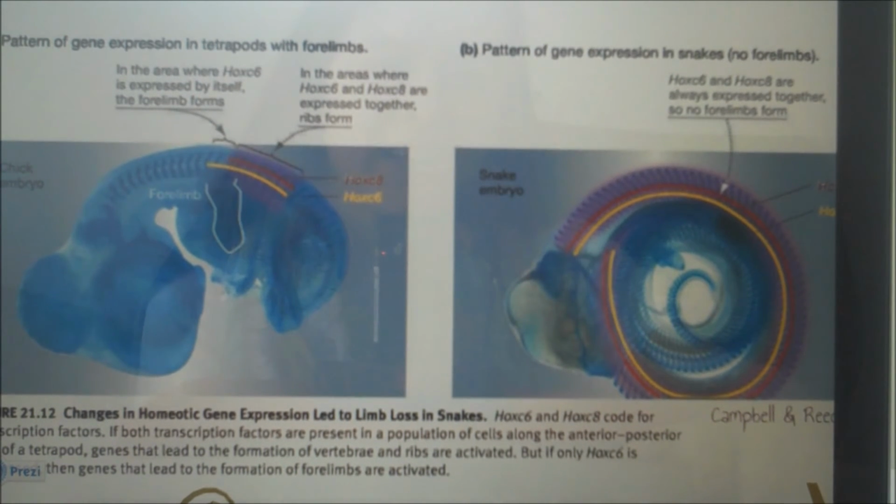On the right, there's a snake embryo where there is no separation between the Hox XC8 gene and Hox XC6 gene. This leads to only the development of ribs in a snake and no forelimbs at all.